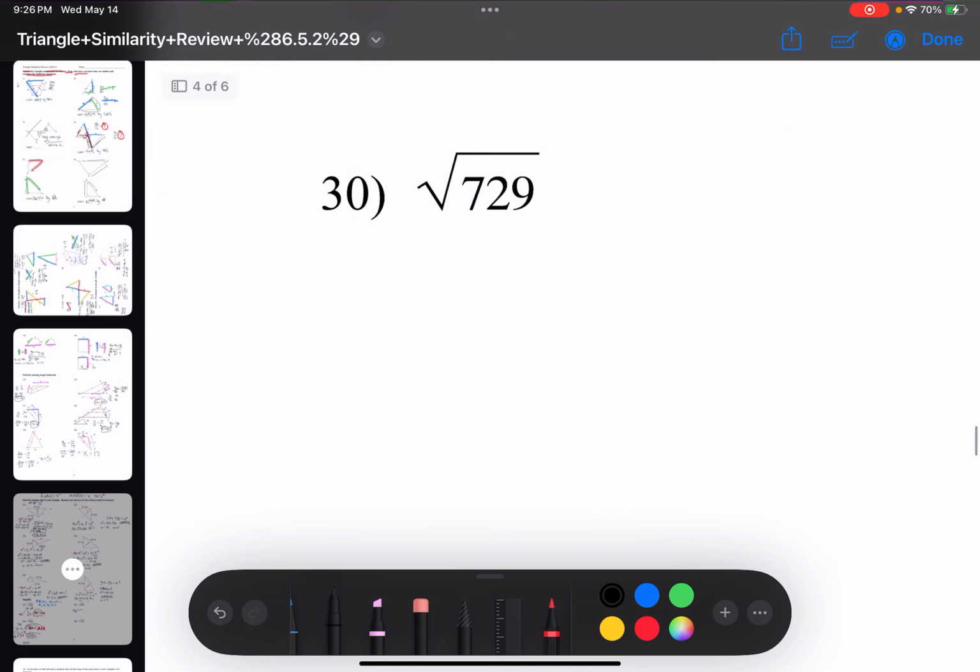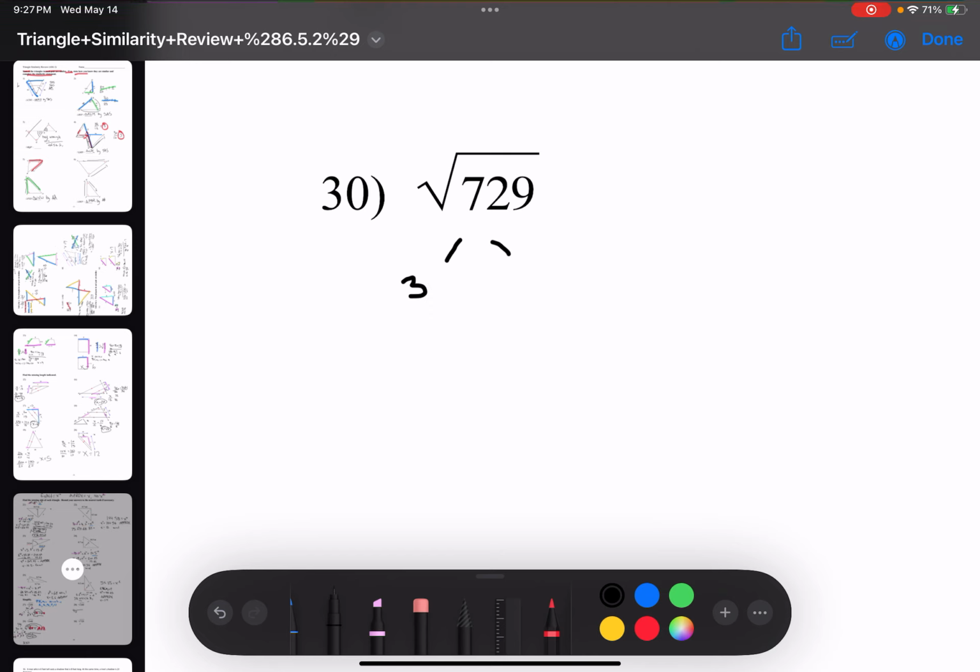Let's go to this one. So 729 divided by 11. Nope. 729 divided by 12. Nope. 729 divided by 7. Nope. 729 divided by 8. No. 729 divided by 4. 729 divided by 3. Okay, we finally got one.